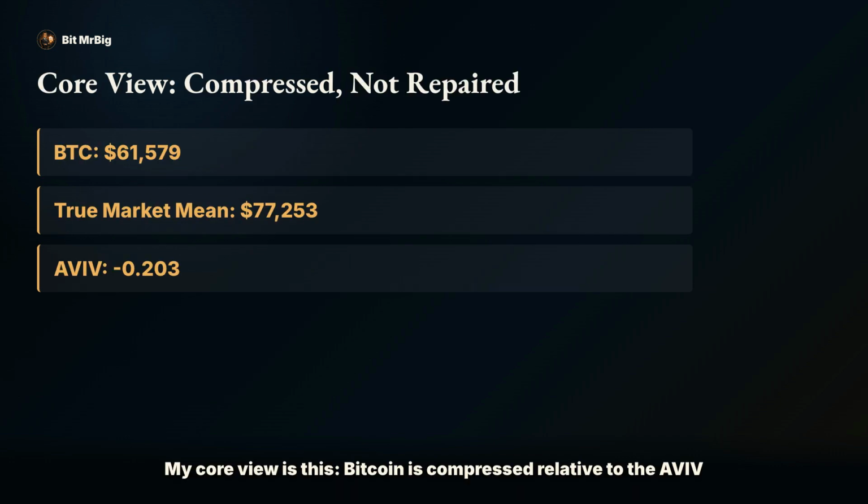My core view is this. Bitcoin is compressed relative to the AVIV investor value framework, but it is not yet repaired. The market is below true market mean. AVIV is near the lower band. That deserves attention, not blind confidence. The signal says value pressure is real, and the next move should be judged by whether AVIV and price can reclaim the bands above them. Until that happens, the cleanest read is simple. Value is showing up, but confirmation has not.